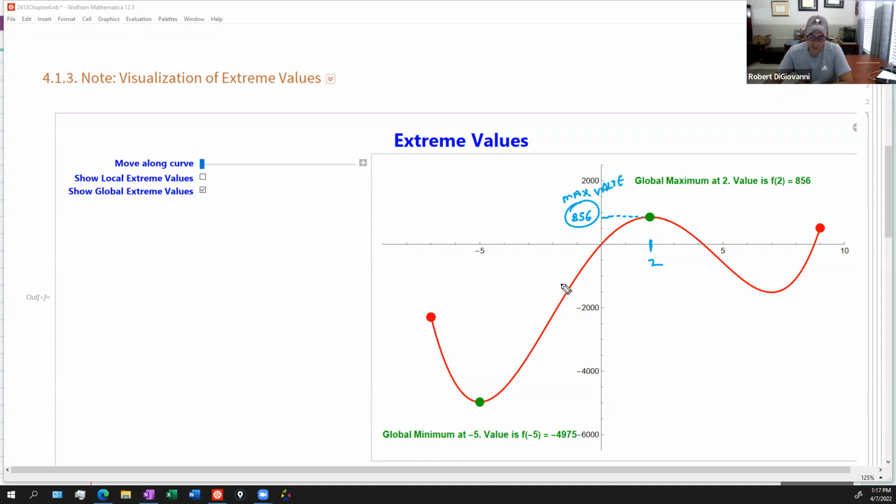On the other hand, the global minimum happens here, and it looks like it's happening at -5 is what you plug in, and what it spits out is this value over here, -4,975. That would be the minimum value.